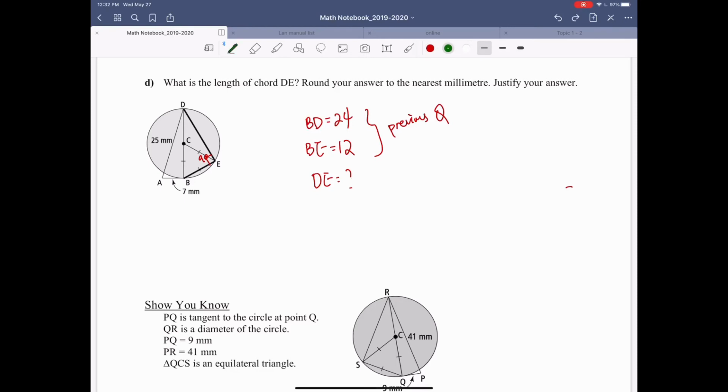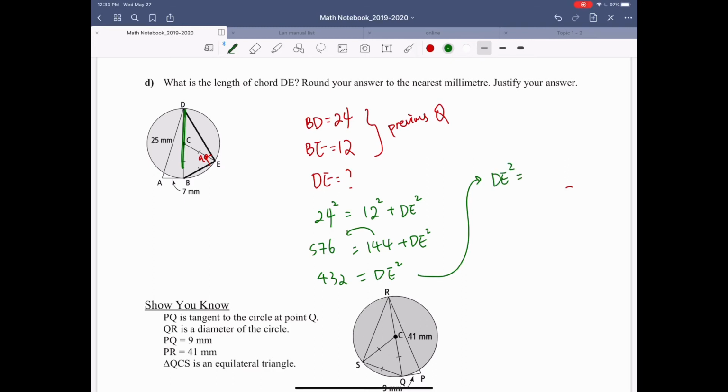So BD is the hypotenuse. So it's hypotenuse squared equals 12 squared plus DE squared. Okay, and then we just have to solve it. 24 times 24 will give you 576, and this is 144. Okay, so over to the other side, you minus it. It's 432, sorry, DE squared, and just switch over to this side.